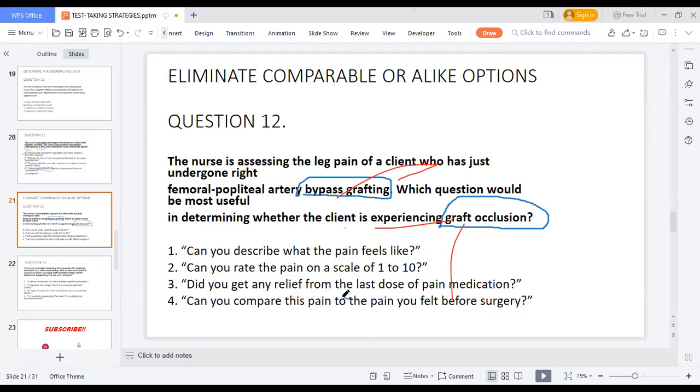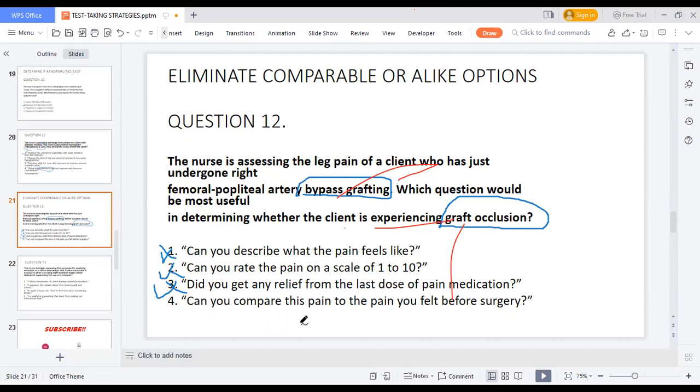Did you get any relief from the last dose of pain medication? Options 1 to 3, they are assessing pain. These are methods of scaling pain assessment. They are saying the same thing. Can you describe the pain, how you feel? Can you rate your pain? So these options are comparable or alike. You can eliminate them, and you are left with number 4.